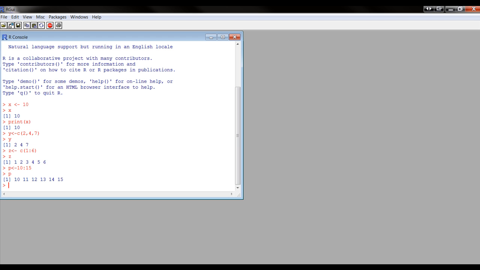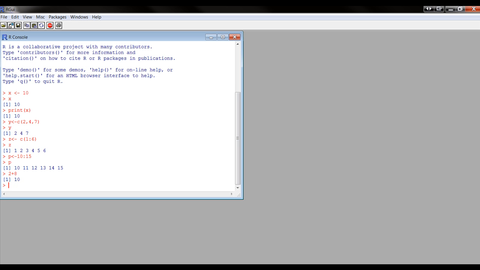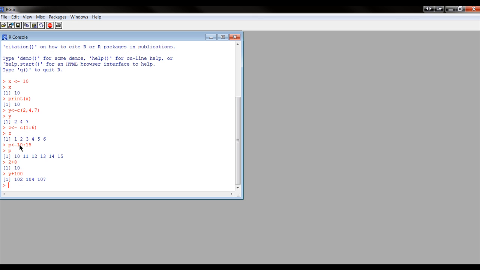And you can add things like 2 plus 8, I guess you get 10. And you can even add, this is kind of a weird thing, but we could add X to Y. And you might say, well, what's that going to do? Or let's make it simple. Let's say Y plus 100. So Y was up here, 2, 4, 7, and adding 100, you might say, well, what's that doing? Because Y is 3 entries, and 100 is just 1 entry. So what it does is it adds 100 to each of the entries of Y.